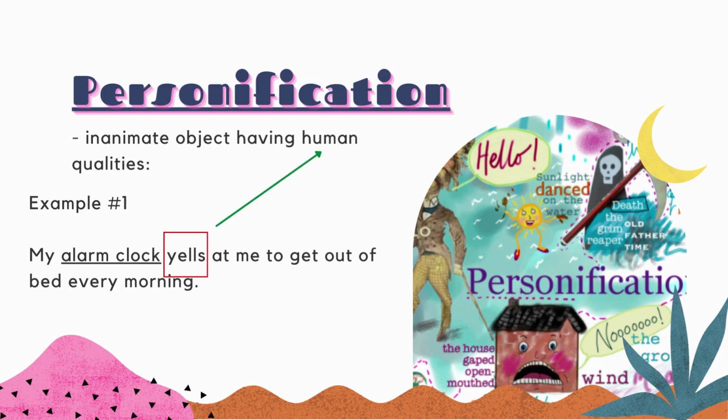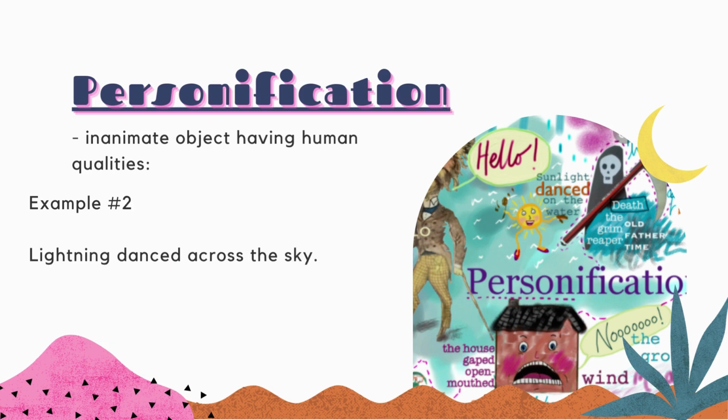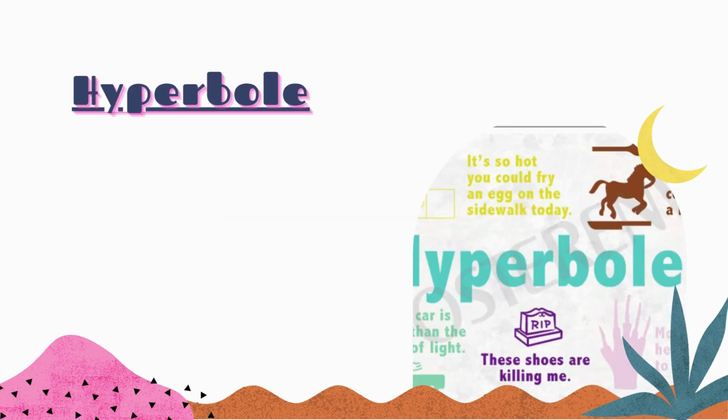And of course, this sentence has more effect than simply saying, I get out of bed every morning when my alarm clock rings. Another example: Lightning danced across the sky. Why is this an example of personification? Because lightning here is given a human quality, its ability to dance like a human.